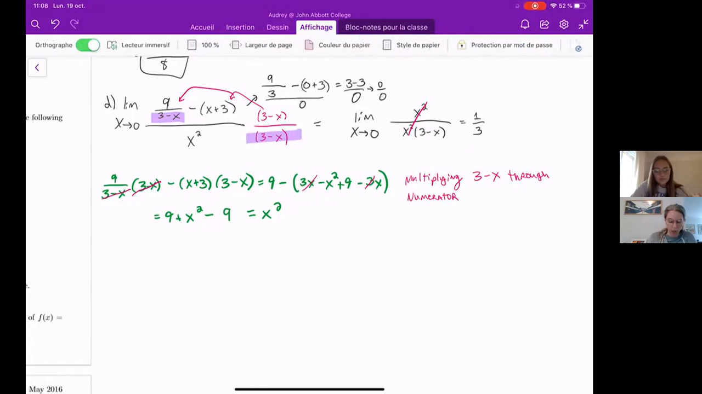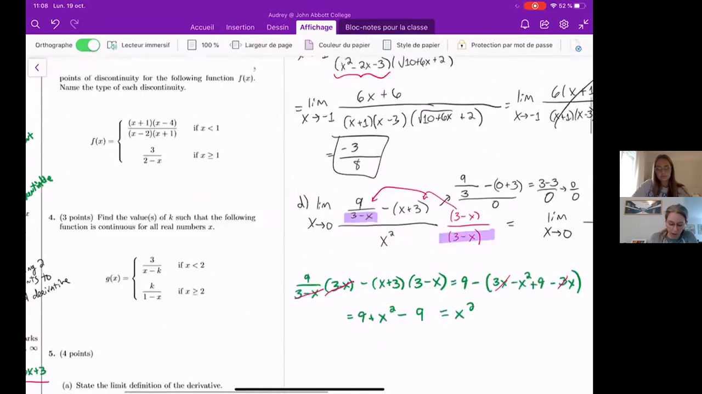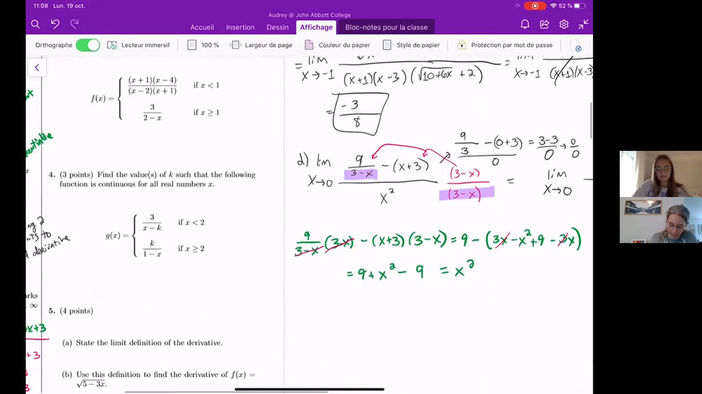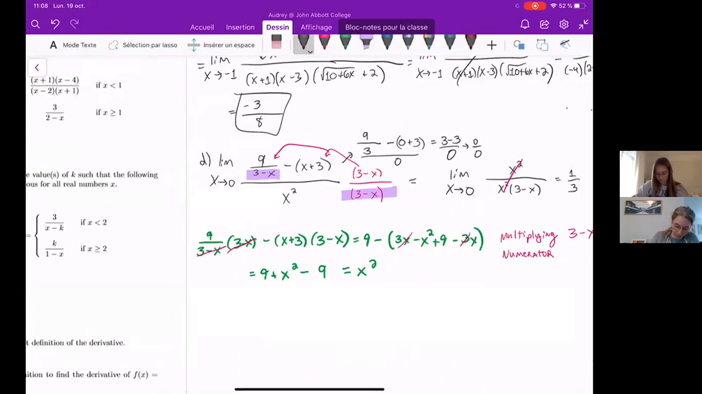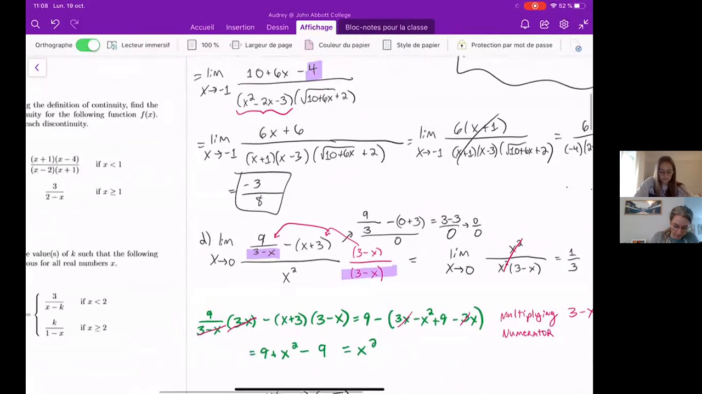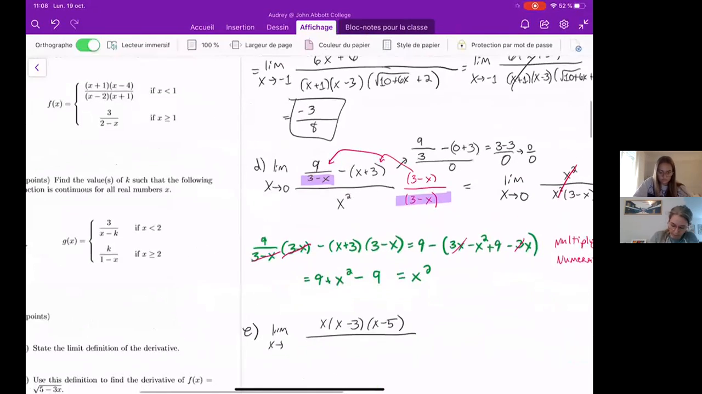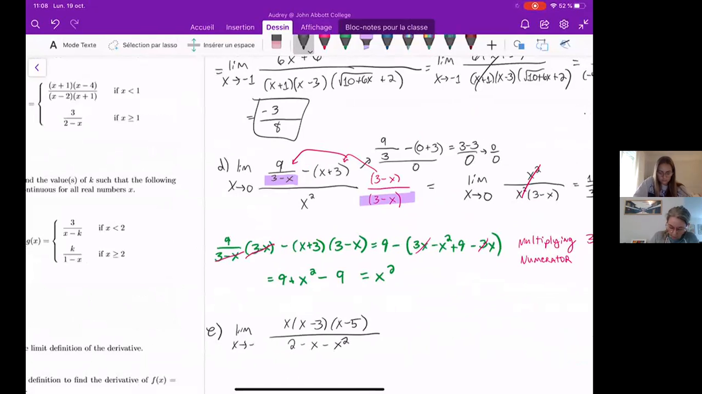Okay, so do you want me to do another one of this type of question? Because like I said, I've seen you struggling with this a lot. We're good? Yeah, I think it's fine. Okay then, next. The limit of x minus 3, x minus 5, over 2 minus x squared, and we're going to negative infinity.